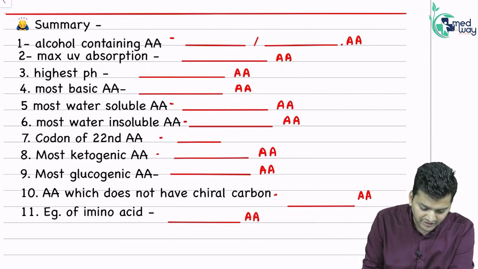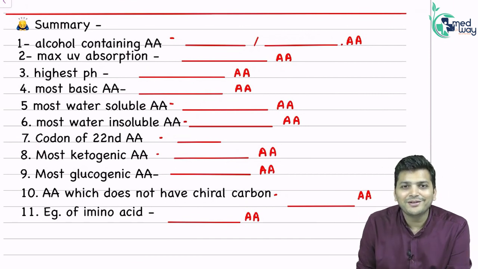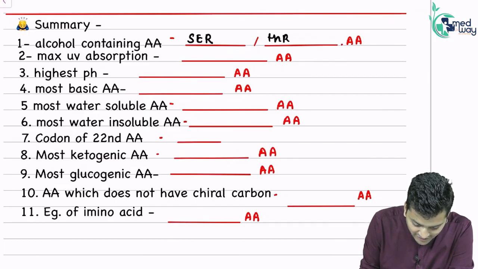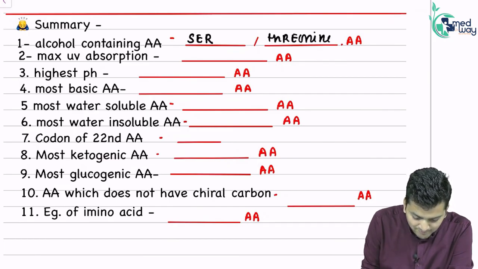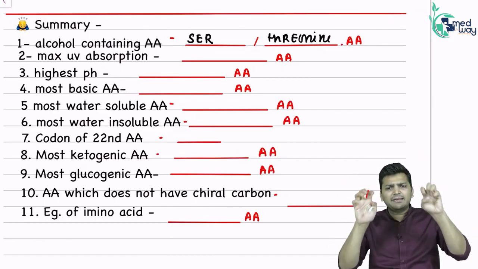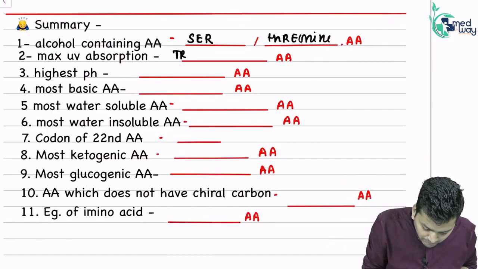The alcohol containing amino acids. Do you remember the mnemonic? What was the mnemonic? Sir Thero: serine and threonine. Very good. Maximum UV absorption, if you put it in the sunlight? Yes, tryptophan.